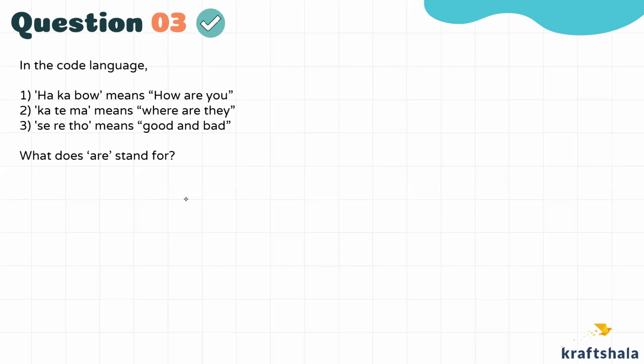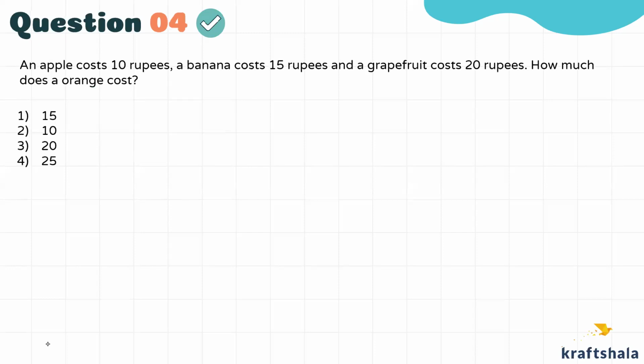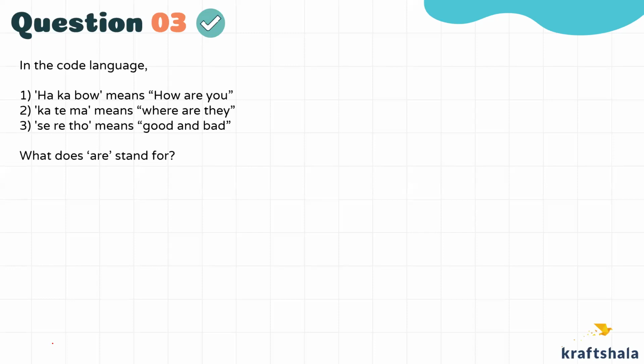So this one is easy. I told you have to take just common things out. So they're asking the code for R. So where is R common? First and second sentence. So first and second sentence has R common, and first and second sentence has KA common. So R stands for K.